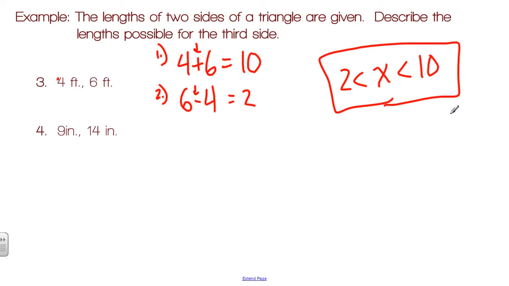So it's got to be any value between 2 and 10 for the possible lengths of the third side of this triangle. And that's what our answer looks like.